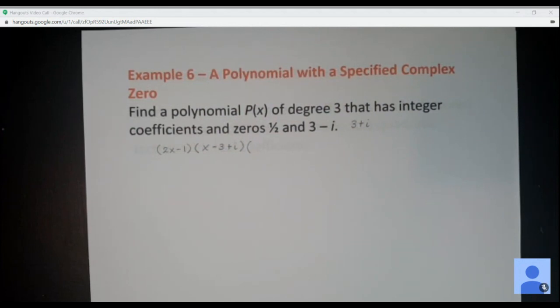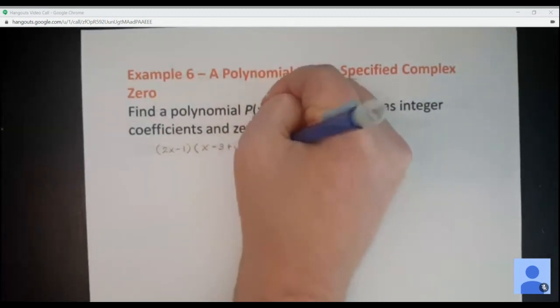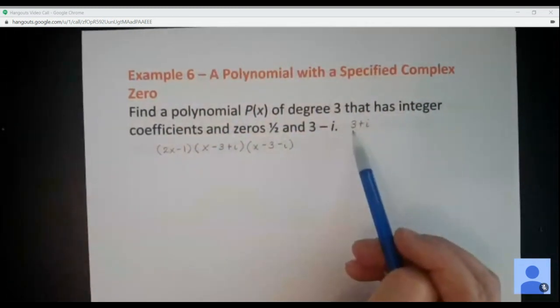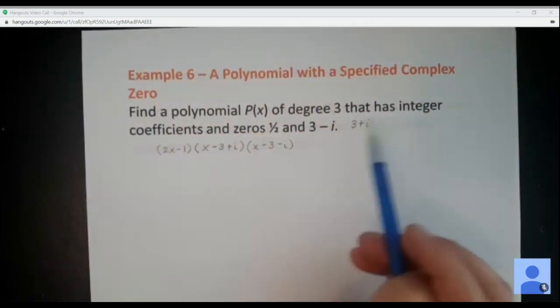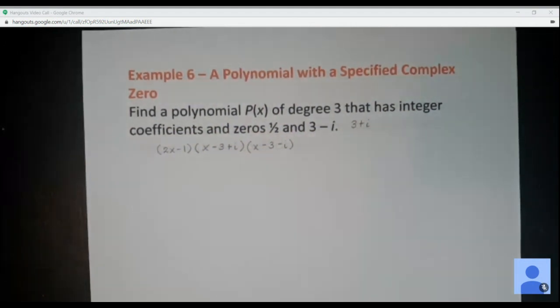Almost. There we go. Good. So it needs to be x minus 3 minus i. Because again, we want to make sure we change both of our signs here. So the 3 becomes a minus 3, the i becomes a minus i. And so that's going to be our third factor this time.